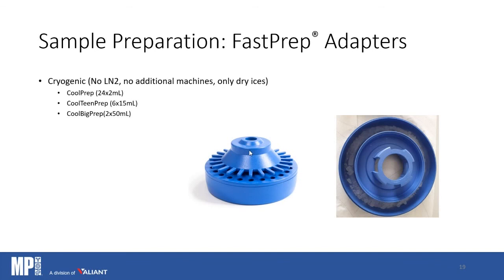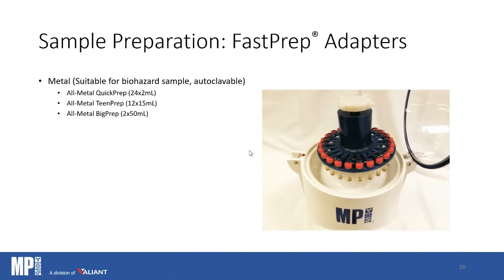This is the cryogenic adapter, which allows homogenization to be carried out at low temperature, and it is very easy to use. Just add the dry ice into the chamber, and it can prevent heat degradation of sample. And this is the metal adapter, which is suitable for biohazard sample handling, as the adapter is autoclavable.